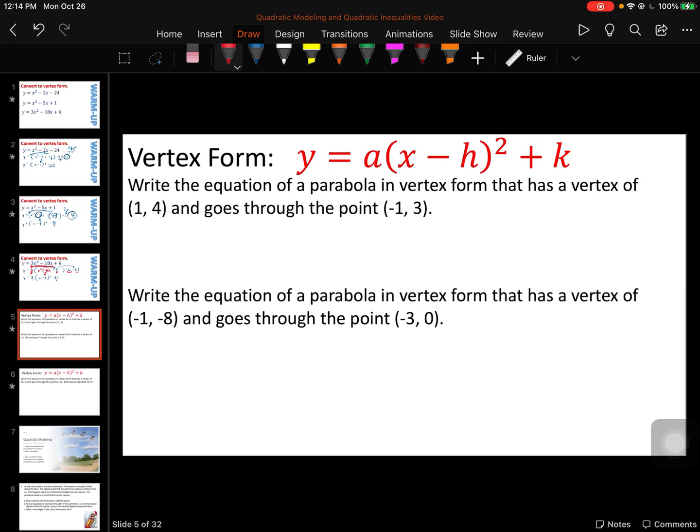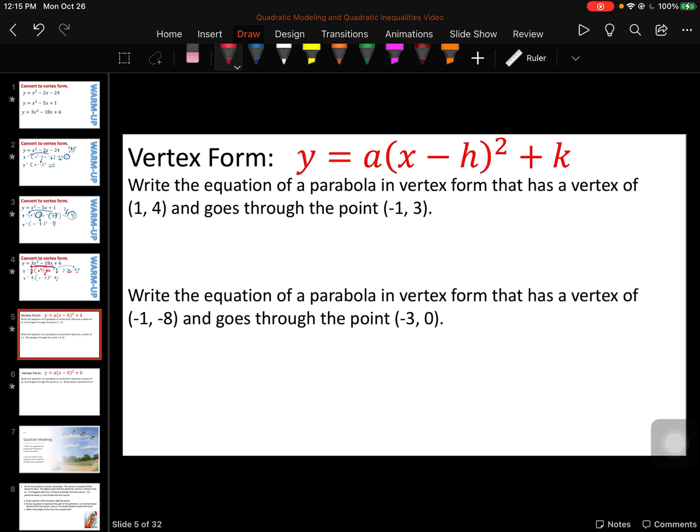All right, we are going to transition into something called quadratic modeling, which is based around word problems. So we need a little bit of background information first. And this is going to be pretty straightforward for you guys. It's just going to be writing equations when you're given different information. So this says write the equation of a parabola in vertex form that has a vertex of 1, 4 and goes through the point -1, 3.